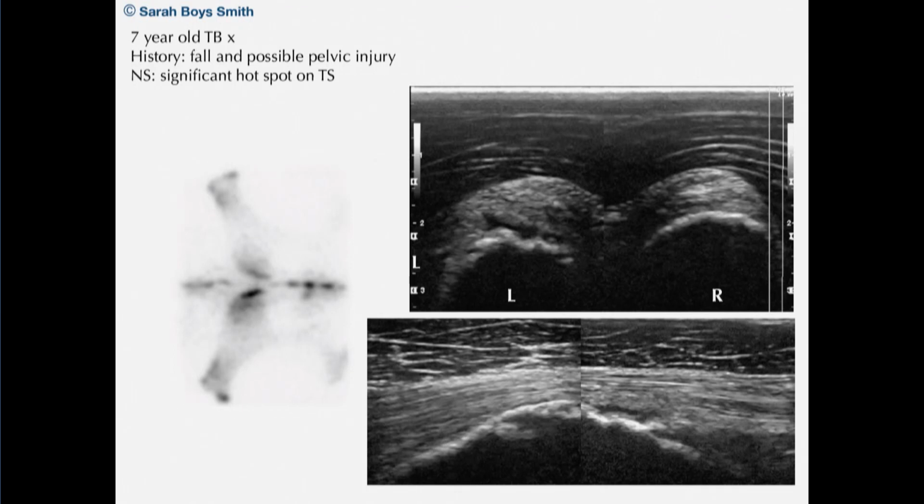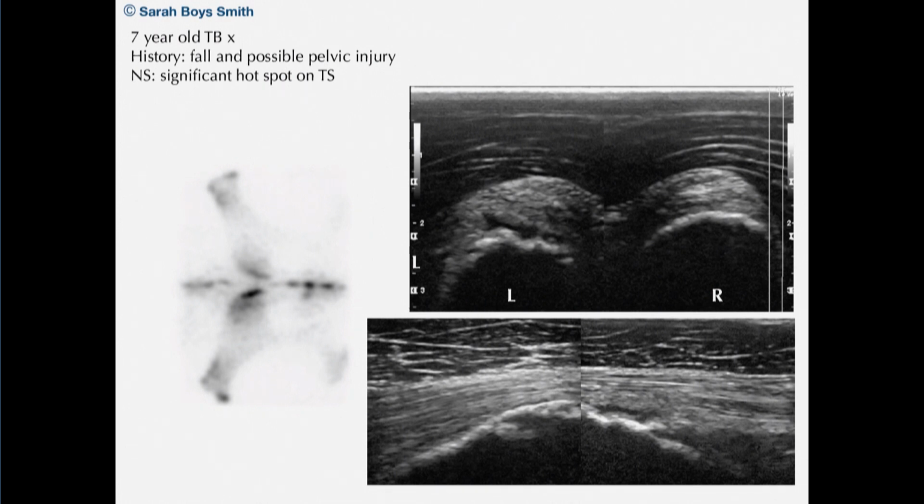So this was a 7-year-old thoroughbred horse that presented with a history of a fall, and there was a query over a pelvic injury. We can see this horse did have a bone scan, and we've got a focal area of increased uptake of the radionucleotide over this left tuber sacrale. We then have matching changes on our ultrasonography: irregularity of the bone, enlargement of the ligament, and reduction in echogenicity adjacent to the bone. We can pick up this change in our longitudinal view as well.